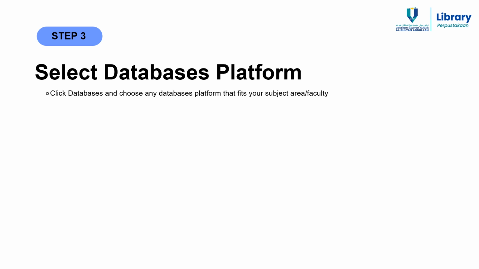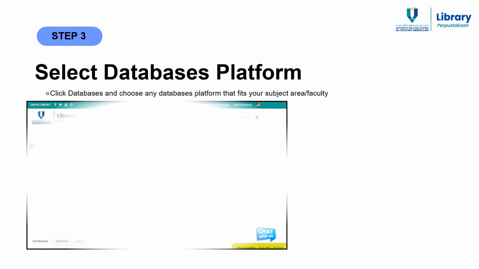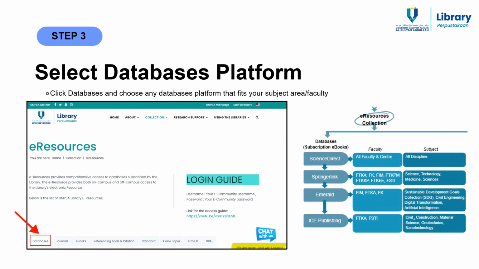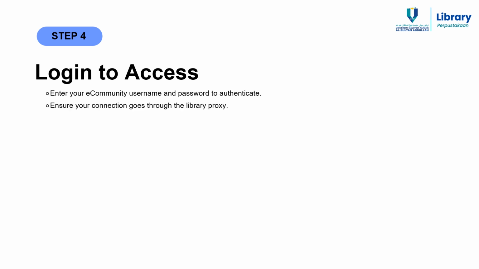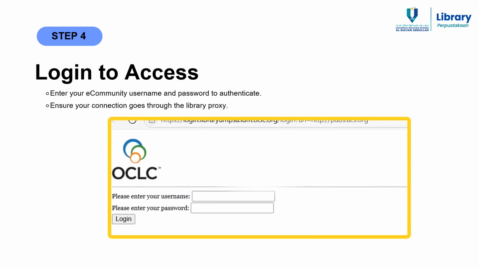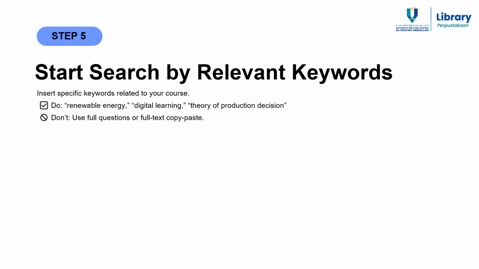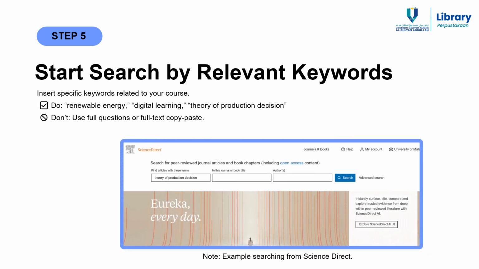To do this, simply click on the Databases option and then choose a platform that best fits your subject area or faculty. Now, to access the resources you need, simply enter your eCommunity username and password. It's important to focus on relevant keywords that align with your course. For example, you might use terms like renewable energy, digital learning, or theory of production decision. These keywords help narrow down the most pertinent literature.